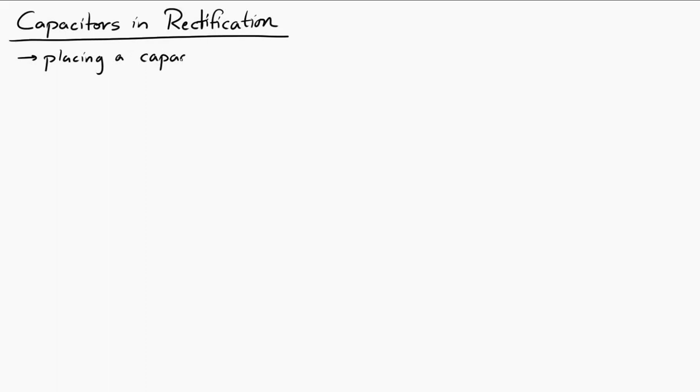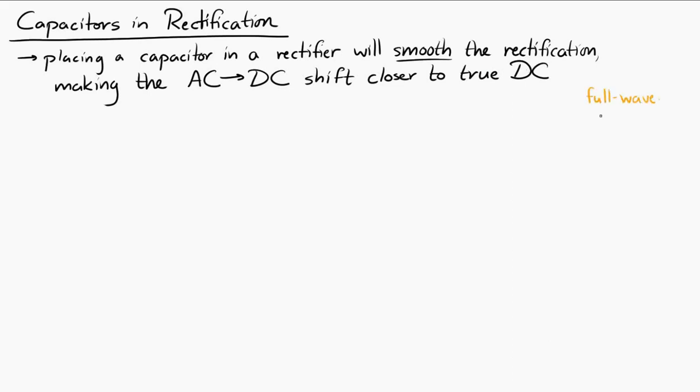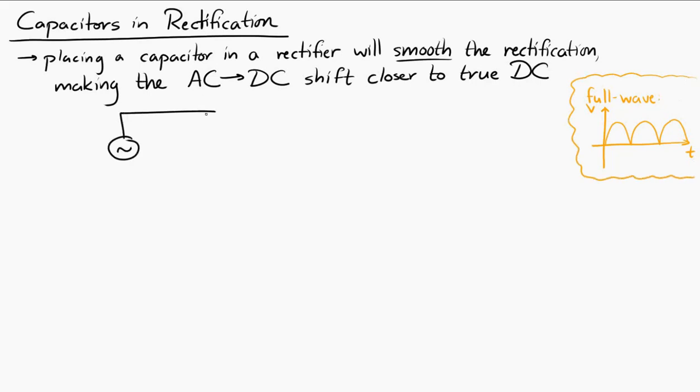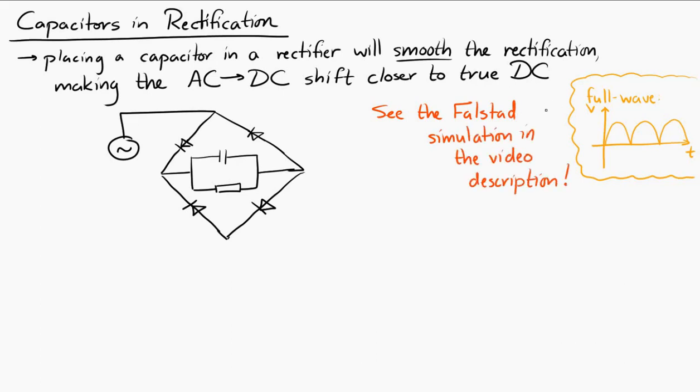Now, I mentioned in the last topic we covered that capacitors can be included in rectifiers. This will smooth the rectification. It will make the change from AC to DC a little smoother than what we saw with full wave rectification. I'll show you an example of how we could do this. It looks a little complicated, and maybe it's a little hard to understand exactly how it works. There is a Falstad simulation that I would suggest using, and I'll link it in the description of the video for you to go play around with.